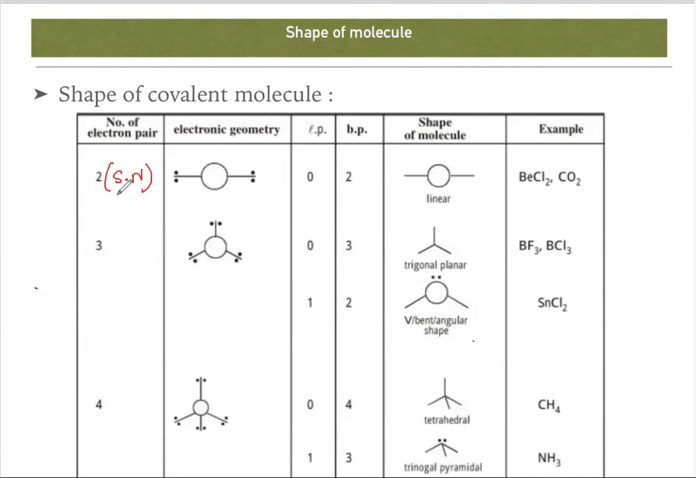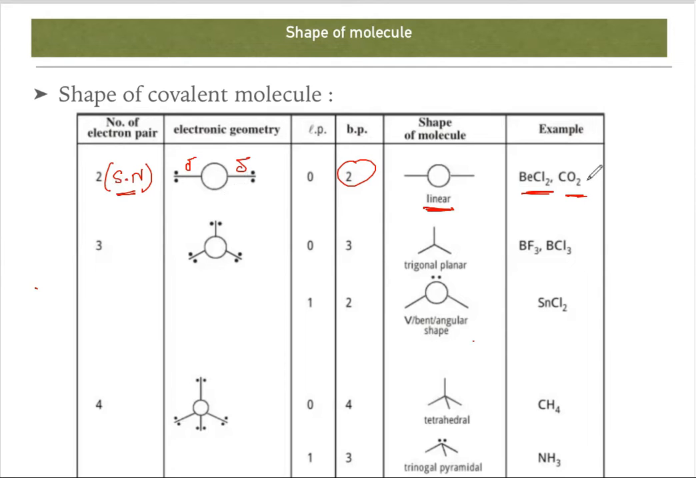Steric number 2 means it has 2 sigma bonds. This is 1 sigma bond, and this is 1 sigma bond. What is the geometry? The geometry must be linear. Examples are BeCl2 and CO2. How is it linear? Because there is no lone pair present. Only 2 bond pairs are present, and those bonds are sigma bonds. What is the bond angle? The bond angle is 180 degrees.